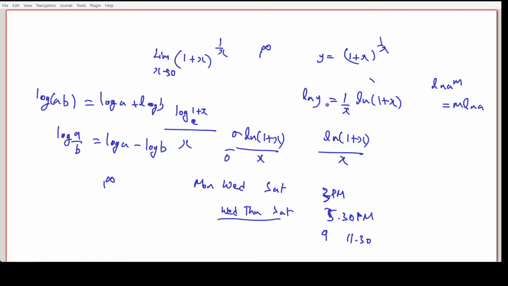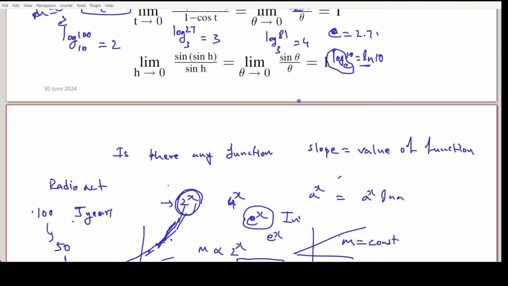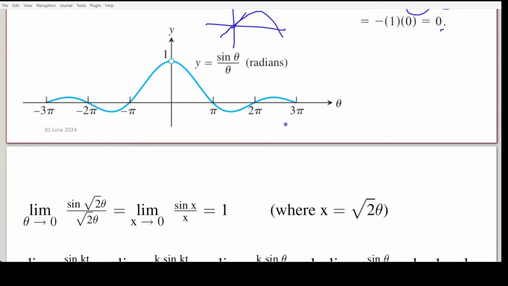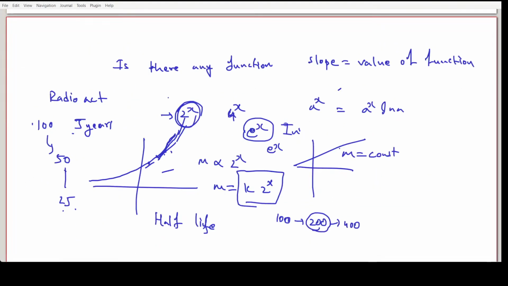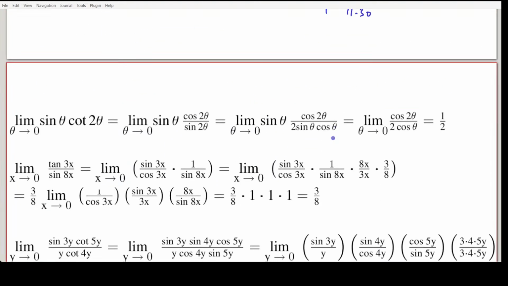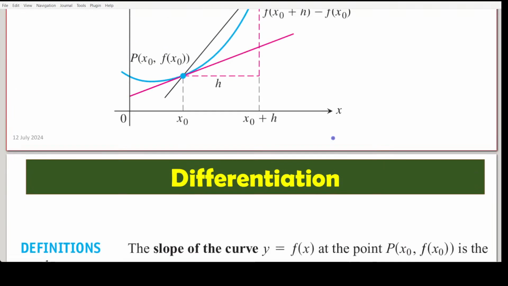So this one, 1 power infinity, let's park a bit. All the other ones, 0 power, the power infinities, or the other cases which we have seen, the indeterminate forms, let's park a bit and we'll get there once we finish logarithms.